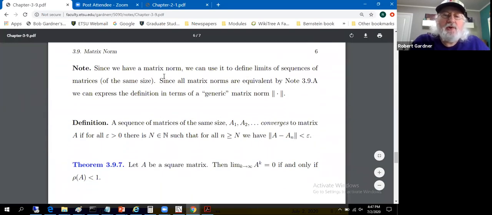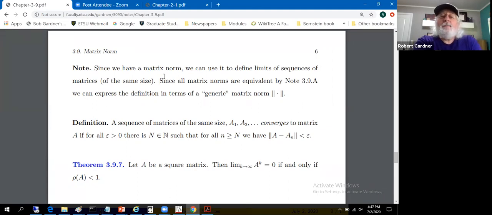Shifting gears, if we've got a norm on matrices, then we can talk about the convergence of sequences and the convergence of series of matrices. So we can define limits of sequences of matrices and therefore of sums of matrices, or series of matrices. The sum of a series is the limit of the sequence of partial sums, so if you can deal with sequences, you can deal with sums. All matrix norms are equivalent, so in doing this we're going to assume just a generic norm.